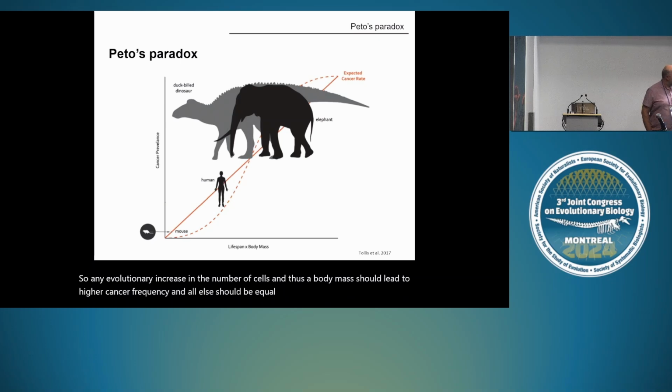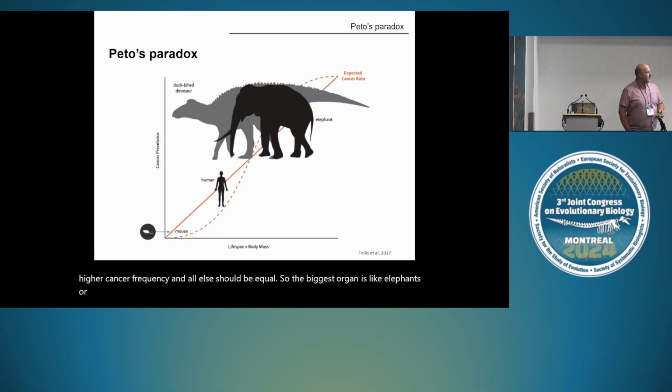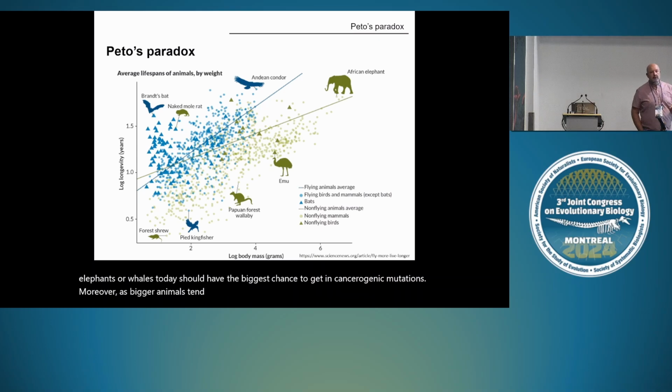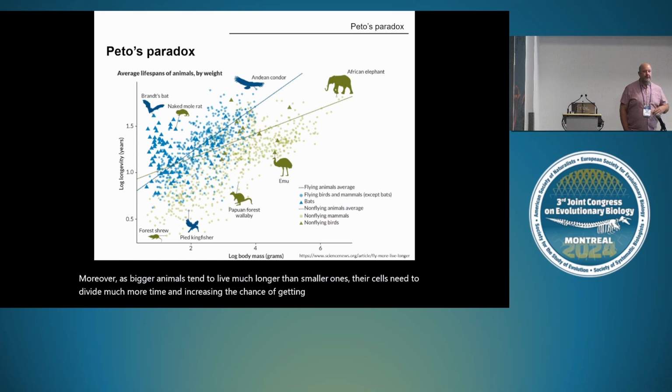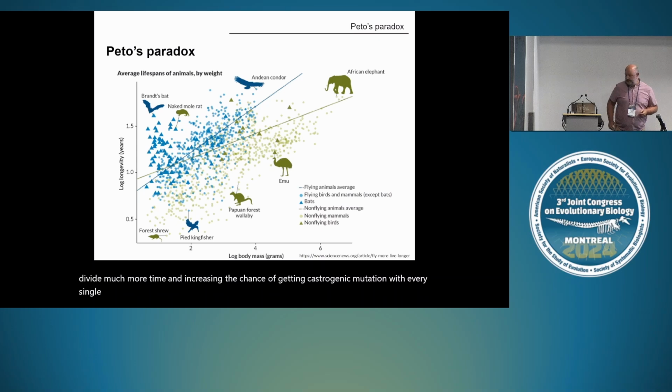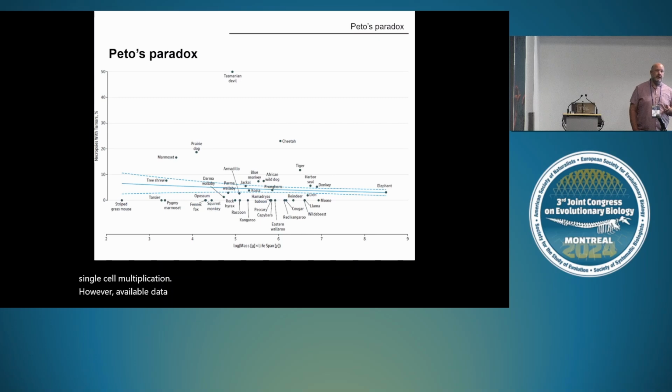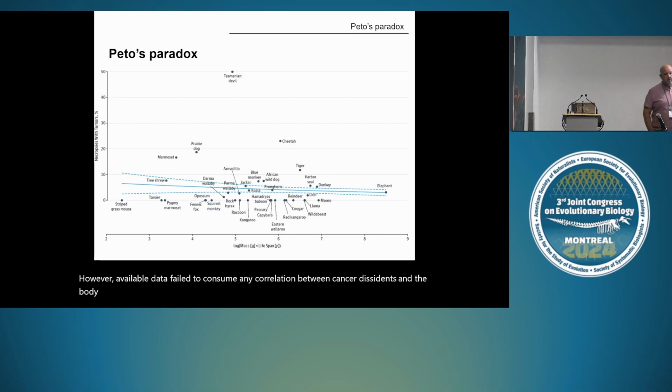So the biggest organisms like elephants or whales today should have the biggest chance of getting cancerogenic mutations. Moreover, as bigger animals tend to live much longer than smaller ones, these cells need to divide many more times, increasing the chance of getting a cancerogenic mutation with every single cell multiplication. However, available data failed to confirm any correlation between cancer incidence and body mass or longevity.